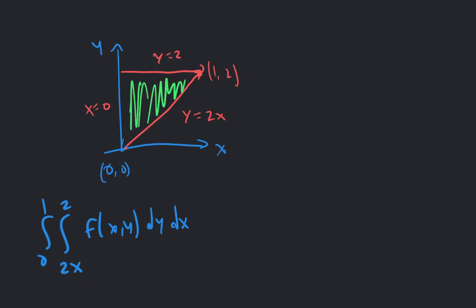It is not the function. The function is something totally different, but these are going to be the bounds. These are the y bounds because we have y is equal to 2x to y is equal to 2. And then we're going from the point 0 to 1 for x. So when we do this, we're going to go y to x, and we can switch the order of integration.